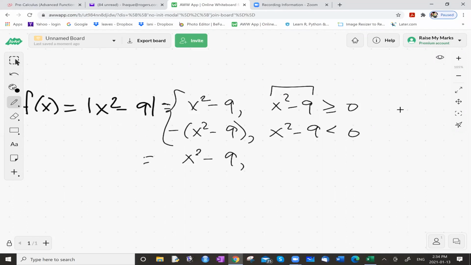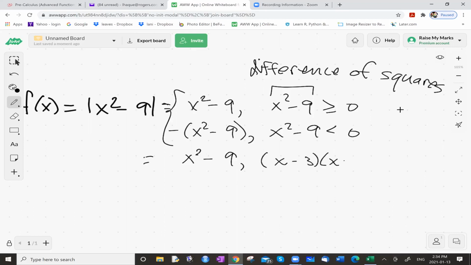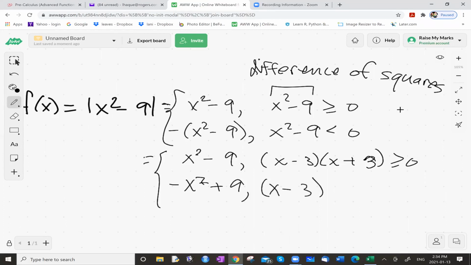So x squared minus 9 is a difference of squares. I'll just write that in. Difference of squares. We're going to factor. Remember how to factor that. Good. And in the second position, we have negative x squared plus 9. So our function equals negative x squared plus 9 when x minus 3 times x plus 3 is less than 0.